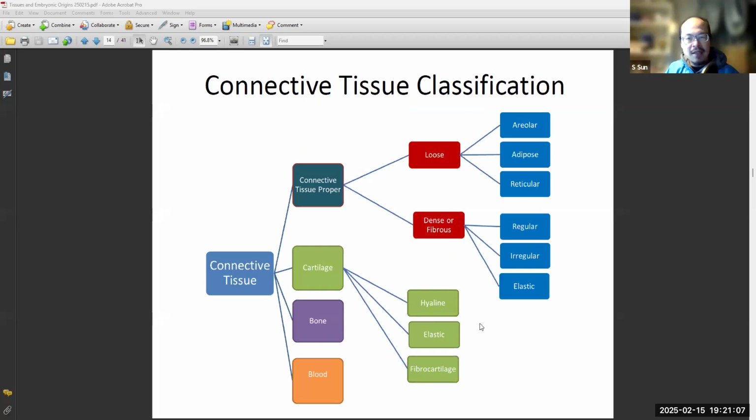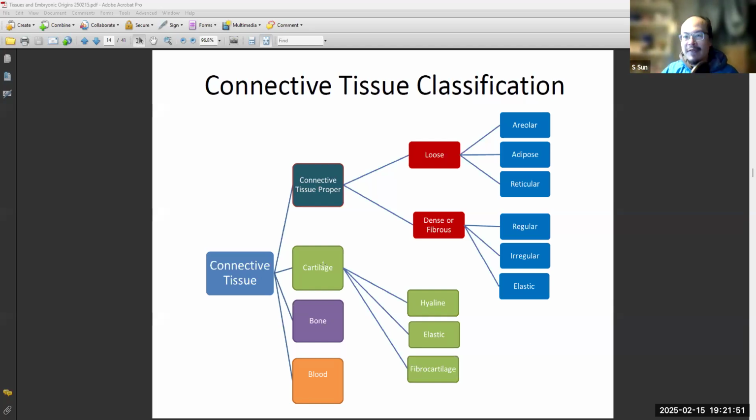This is a classification of connective tissue. So we can classify the connective tissue into two major categories. One is called connective tissue proper. So connective tissue proper has no specific function or role. They basically just fill in the tissue, fill in our body. So that's called connective tissue proper, just stuff put in between organs.